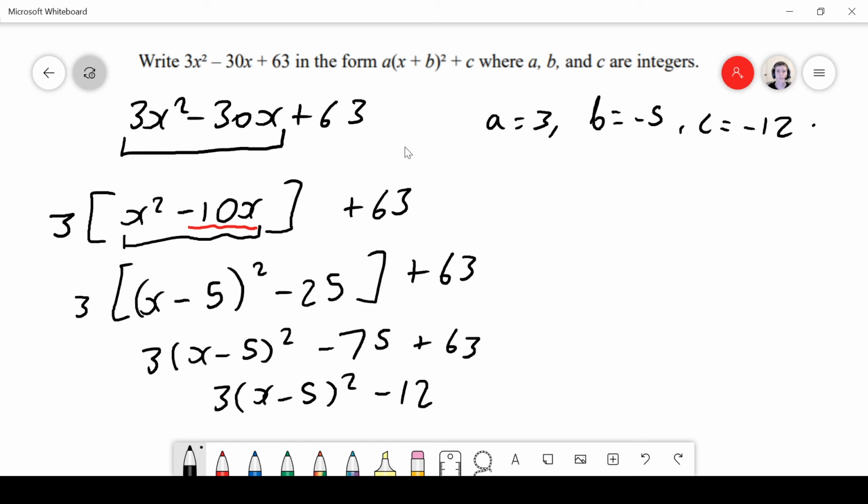Yeah, so what this means is that for this graph, the graph that you get when you plot 3x squared minus 30x plus 63, our turning point is going to be (5, minus 12), minus this thing on the inside, and then also we have our minus 12.